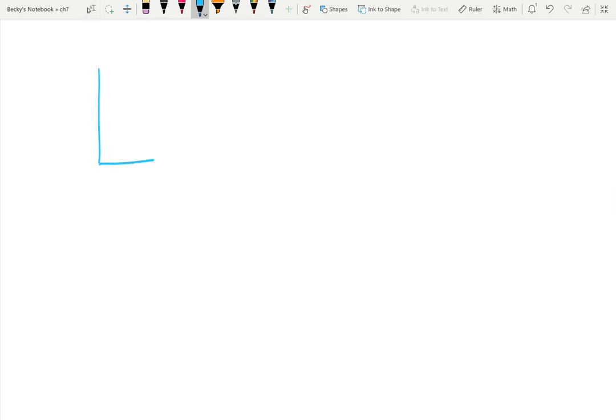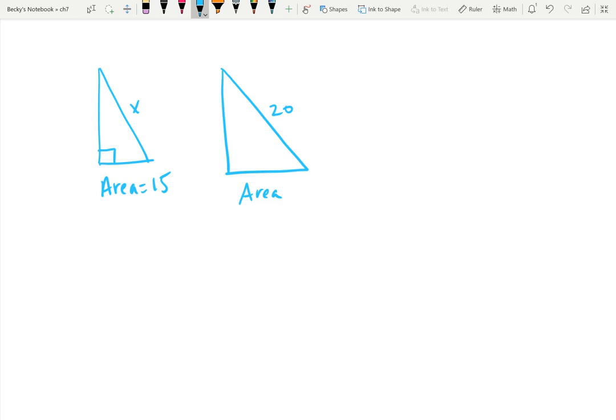All right, so here's a triangle. So call that x. And we're going to say the area is 15. And here's another triangle, and let's call this 20. And that the area is 40.